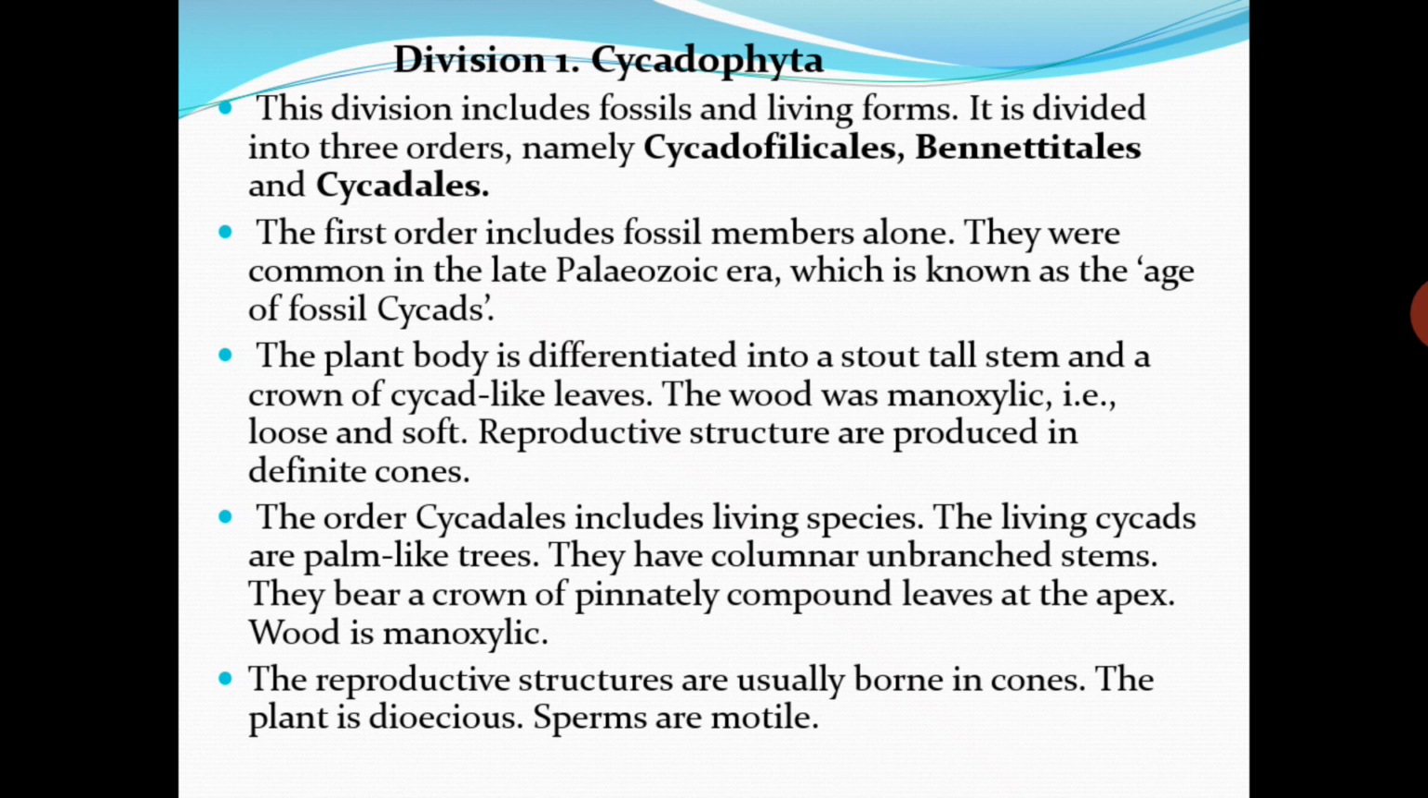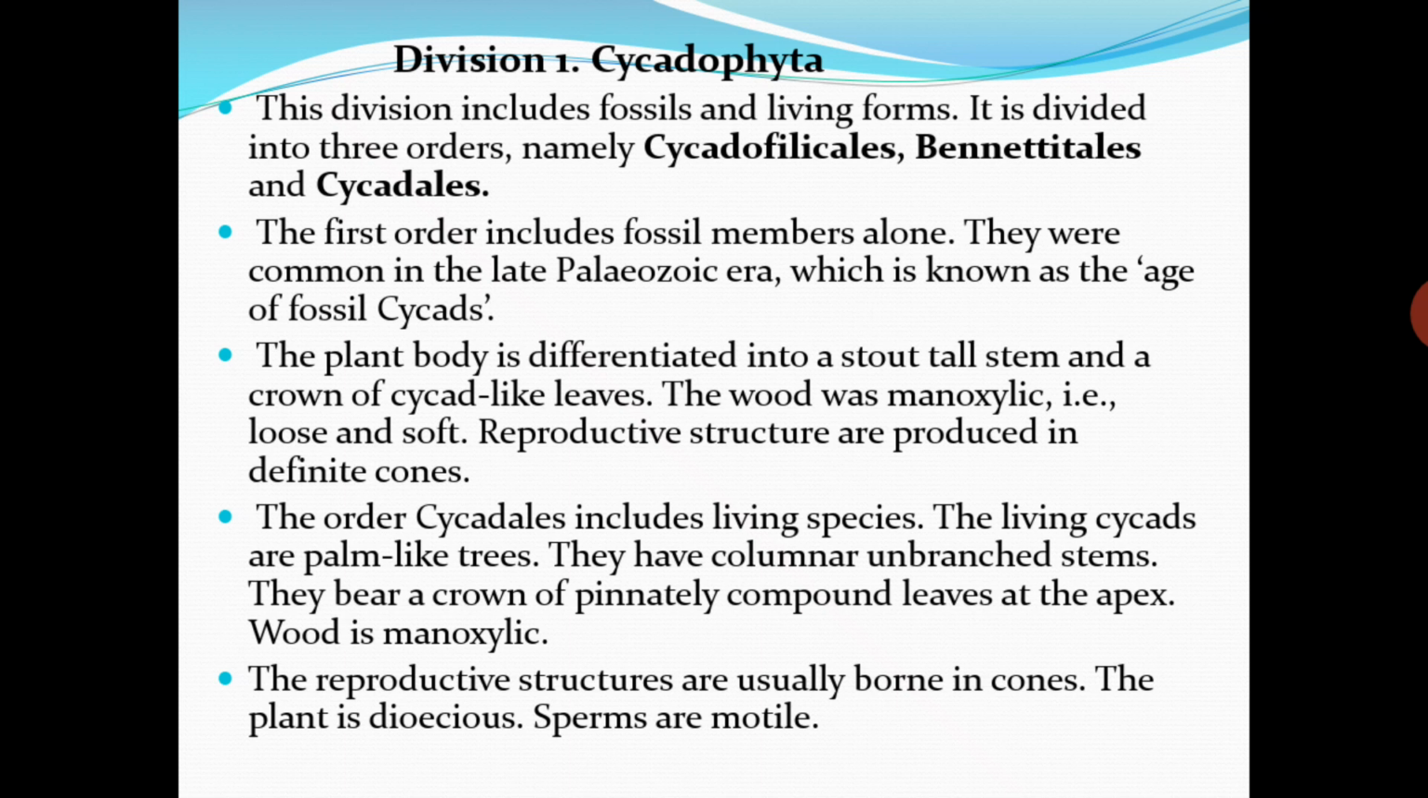The order Cycadales includes living species. The living cycads are palm-like trees, just like your coconut tree. In general characters you studied that they have columnar, unbranched stems, with a crown of pinnately compound leaves at the apex, similar to coconut leaves, and they are unbranched.